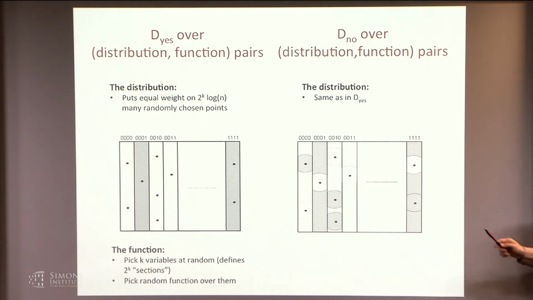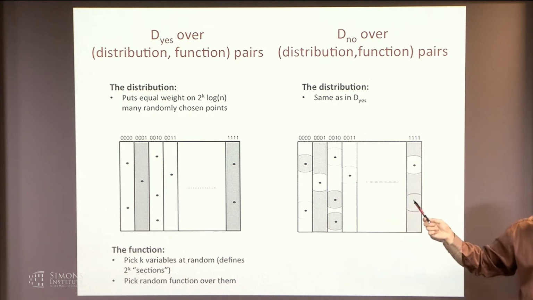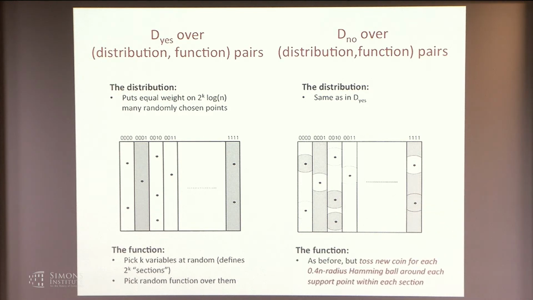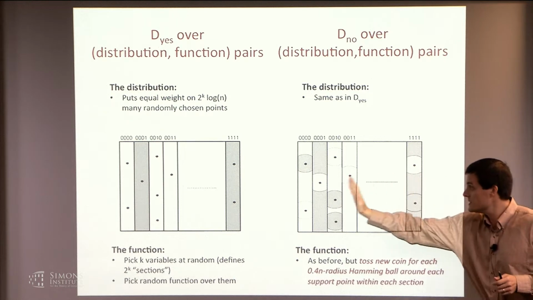So the distribution is exactly the same. We pick 2 to the k log n random points. The distribution is uniform over those points. Okay? The function is sort of where the action is happening. We do the same thing as before. We pick k variables at random. We color the sections at random.